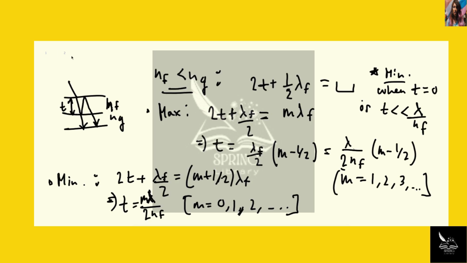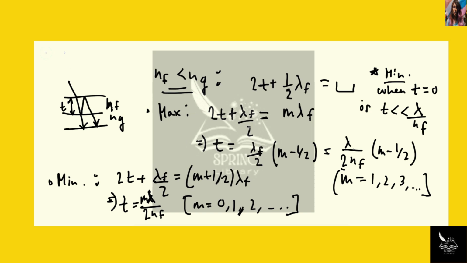In the other case, the refractive index of the film is greater than the refractive index of glass. What happens is that now you don't have a phase shift due to the first reflection, and none from the second reflection. And so for the second ray, you do not have the lambda over 2 term, right? Unlike in the first case where you had 2t plus lambda over 2, you don't have the second term.